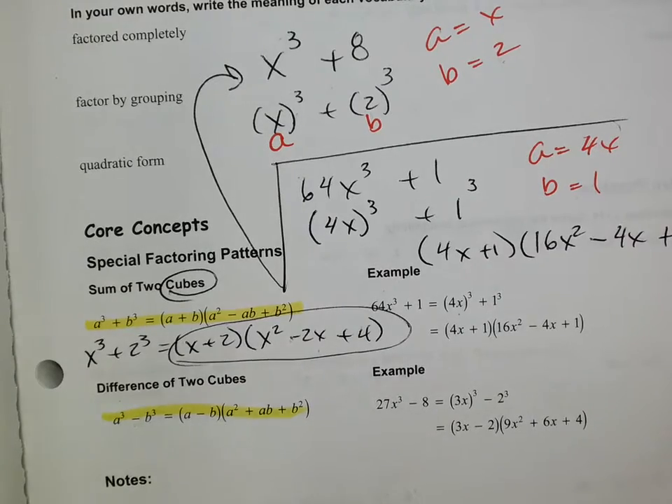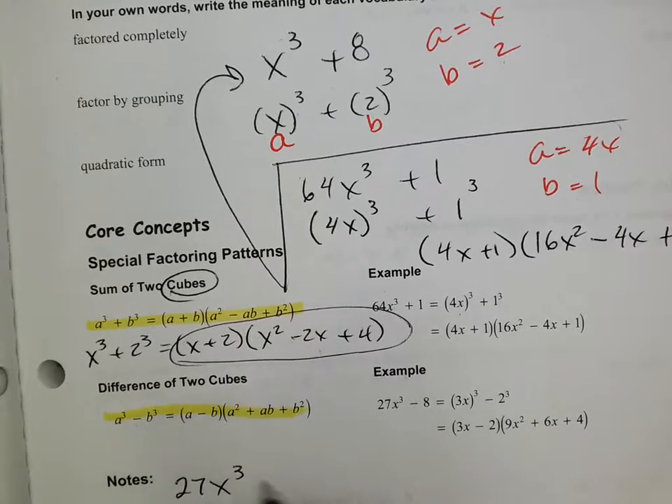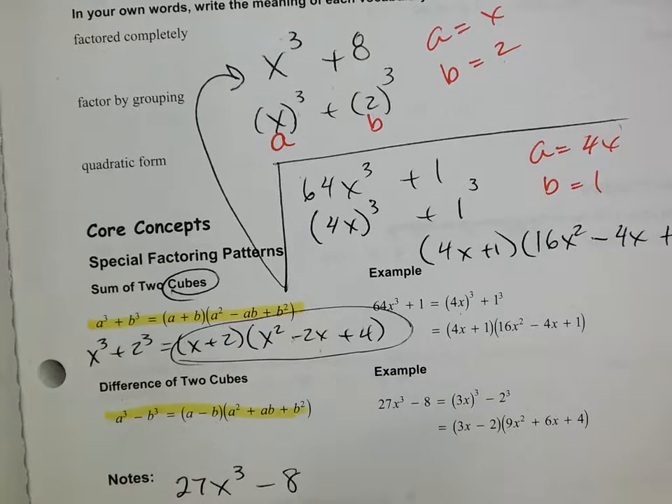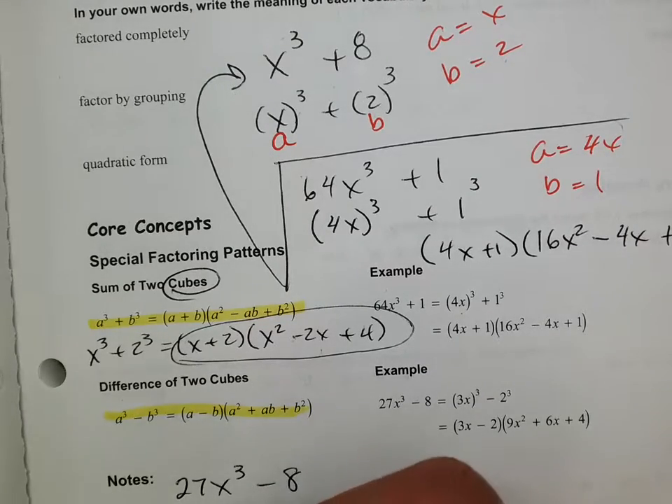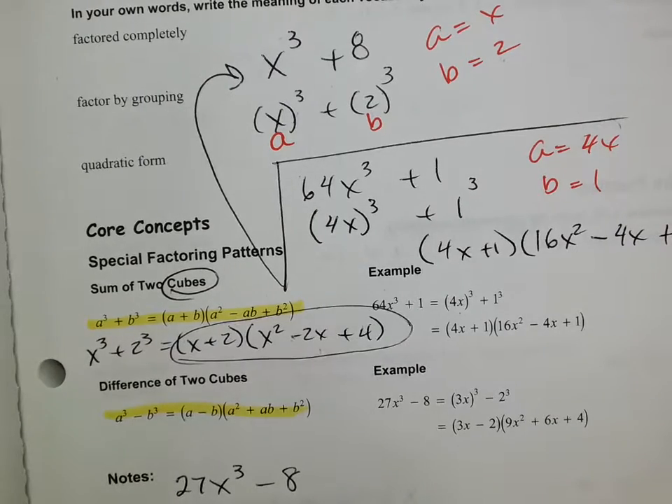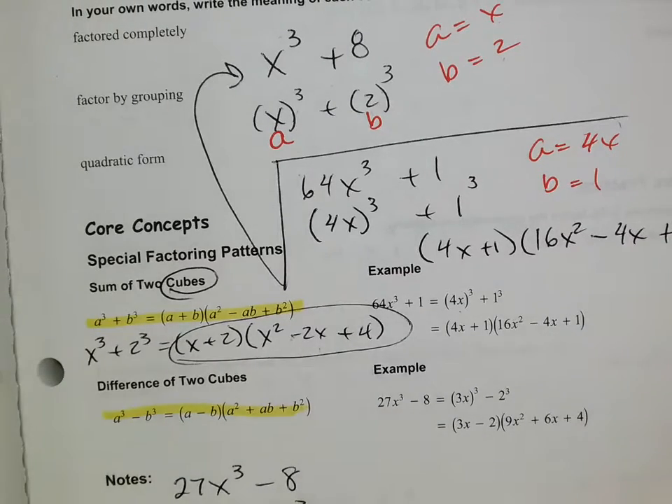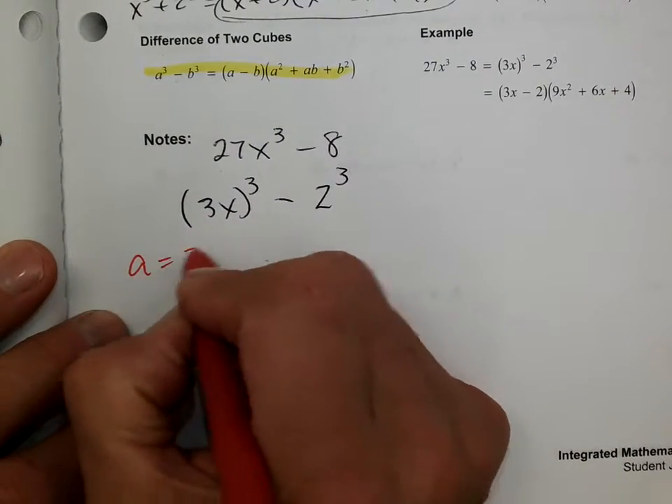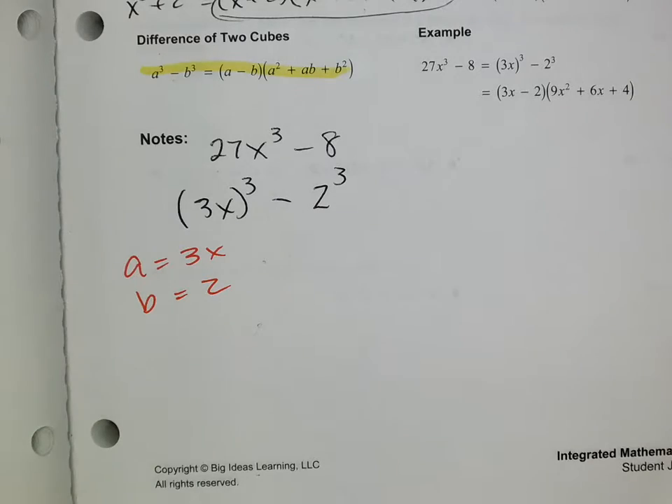Let's do their example. So they've got 27x cubed minus 8, okay? Believe it or not, that is a perfect cube minus another perfect cube. So what I would do is write this, okay, ready? 3 times 3 is 9 times 3 is 27, right? So that's the same thing as 3x cubed minus, you ready? 2 times 2 is 4 times 2 is 8, right? Minus 2 cubed. So here's what I'm going to do. I'm going to let A be my 3x and my B equal my 2. All right? And I'll just use the formula that's got the minus in it.